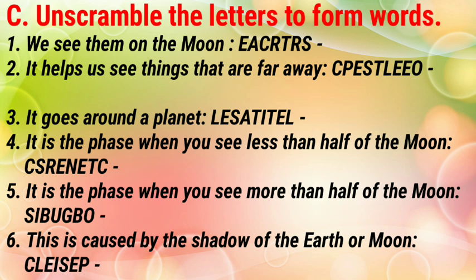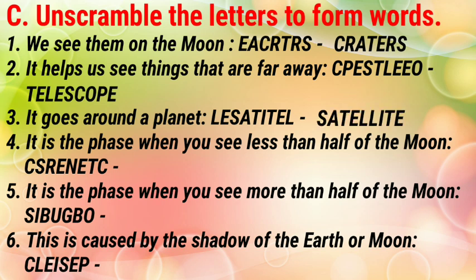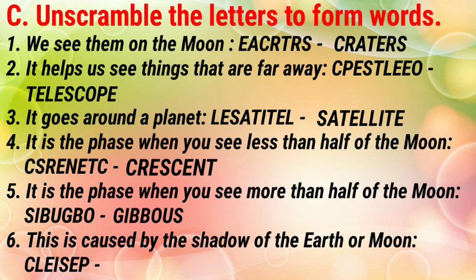C. Unscramble the letters to form words. 1. We see them on the moon. Craters. 2. It helps us see things that are far away. Telescope. 3. It goes around a planet. Satellite. 4. It is the phase when you see less than half of the moon. Crescent. 5. It is the phase when you see more than half of the moon. Gibbous. 6. This is caused by the shadow of the earth or moon. Eclipse.